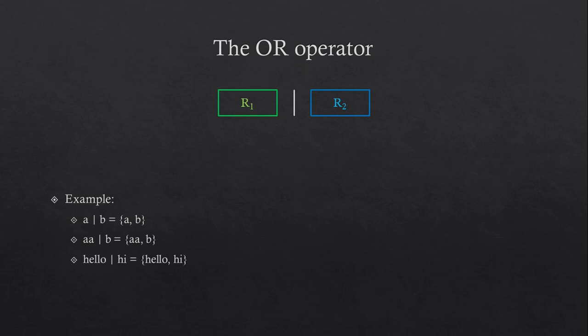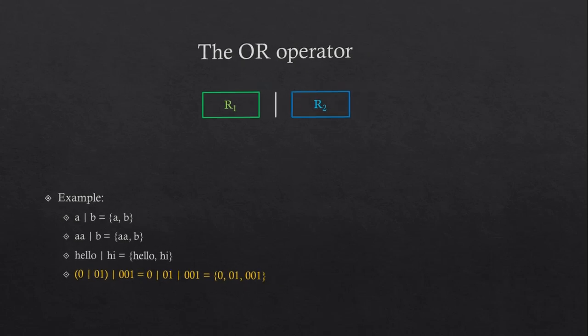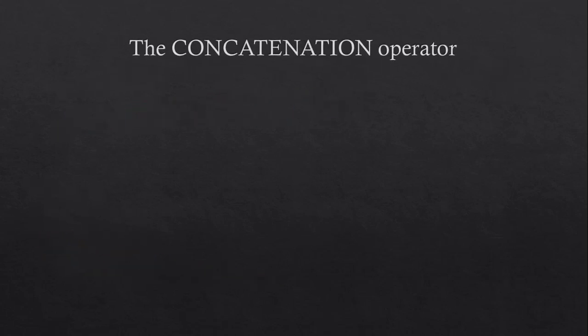This binary operator can be extended and will work with three or more operands. In this example, 0 or 01 or 001 gives us three strings. We might take 0, or we might take 01, or we might take 001. So now let's move on to the second operator here. We have the concatenation operator, which is another binary operator, so it also sits between two things, and what it means is we will take R1 and we will take R2. So this operator is also sometimes called the AND operator.